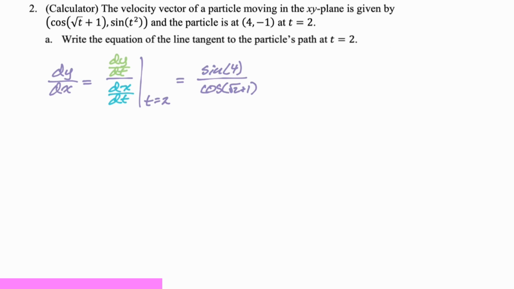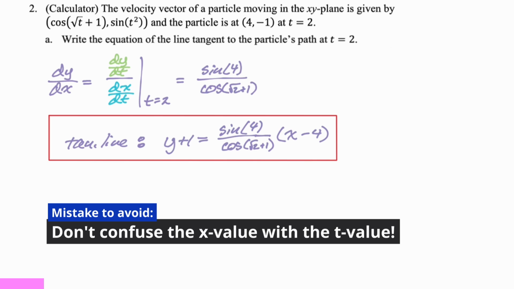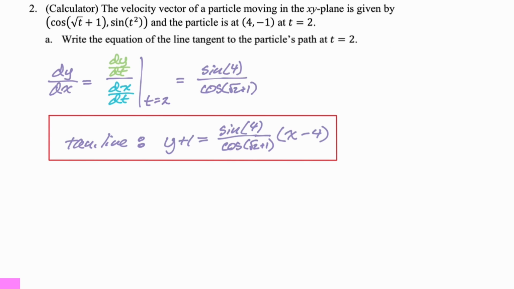It's messy. It's fine. And then our tangent line, just make sure that you use the ordered pair (4, -1). t equals 2 no longer really comes into this. I mean, it is the tangent line when t equals 2, but it doesn't matter. Our tangent line is going to look like y plus 1 equals sine of 4 over cosine of root 2 plus 1, the slope, quantity x minus 4. Number one mistake that I see people make, they use the t value instead of the x value. It's a weird mistake, but it's very common.